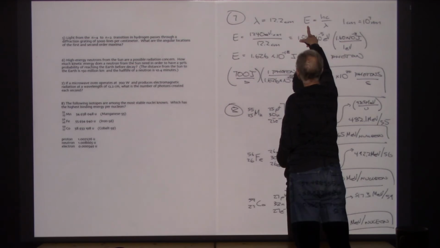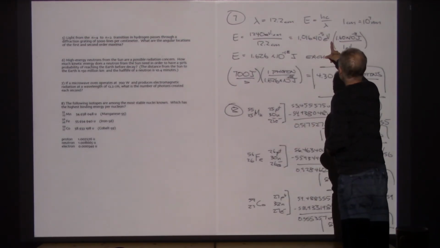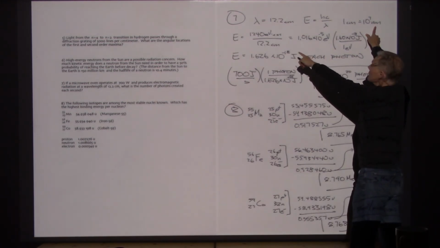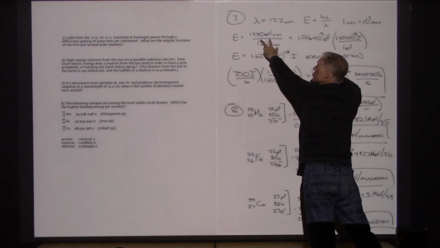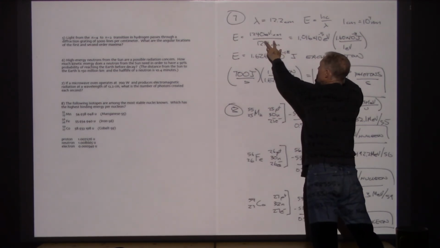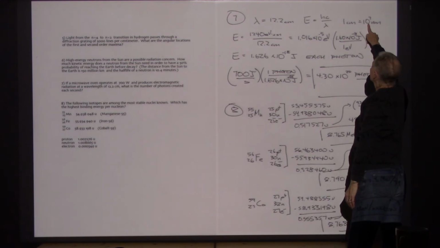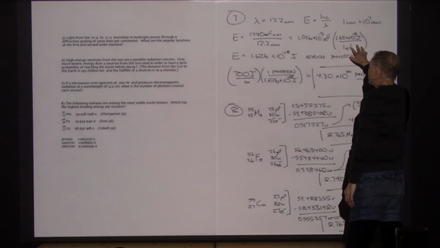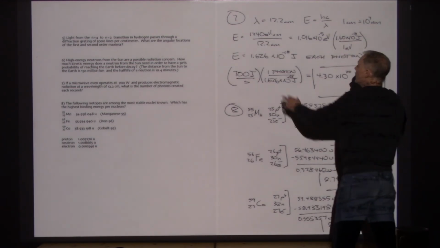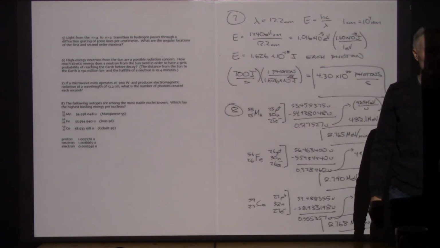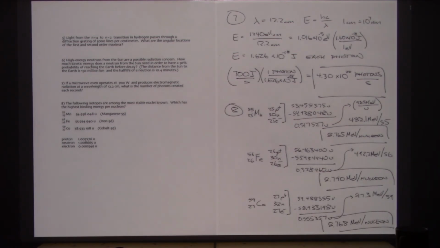I did this energy calculation with hc over lambda. Now notice this is in centimeters, not nanometers, so I have to be a little careful. I used 1240 eV nanometers, but then had to put in a factor of 10 to the 7. When I converted into joules, each photon within this microwave oven has an energy of 1.626 times 10 to the minus 18 joules.